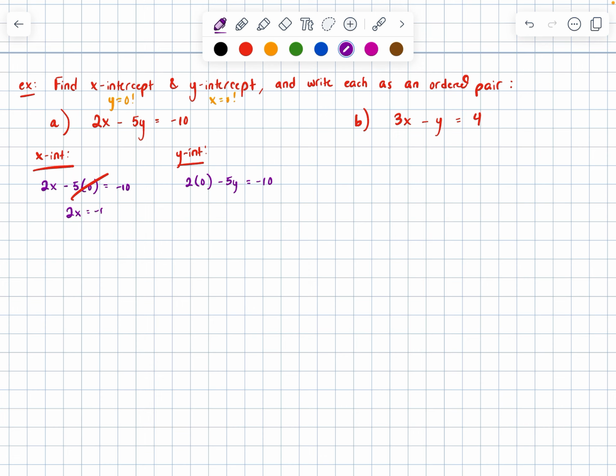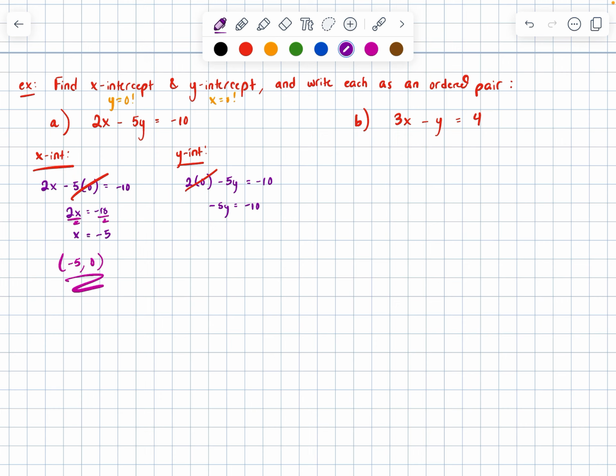Here, negative 5 times 0 is 0. 2x is equal to negative 10. X is going to be equal to negative 10 divided by 2, which is negative 5. So if x equals negative 5, that tells me that the point negative 5 for x and 0 for y lives on my graph. There's our x-intercept. Our y-intercept happens when x equals 0.